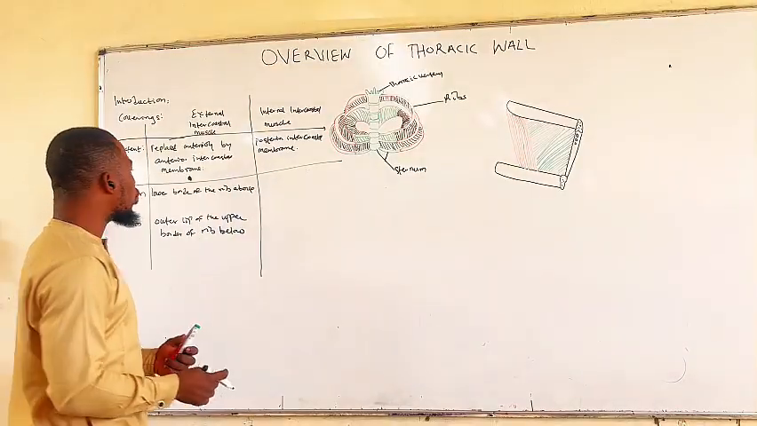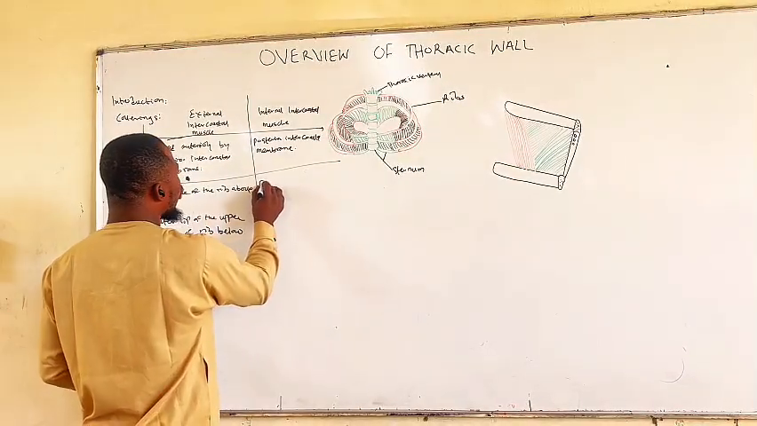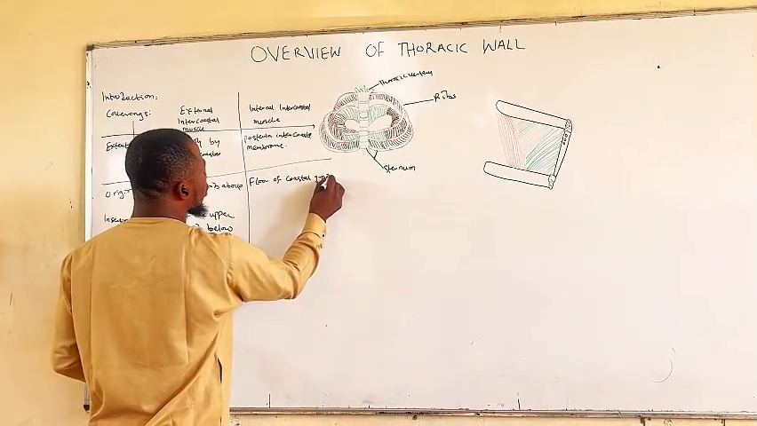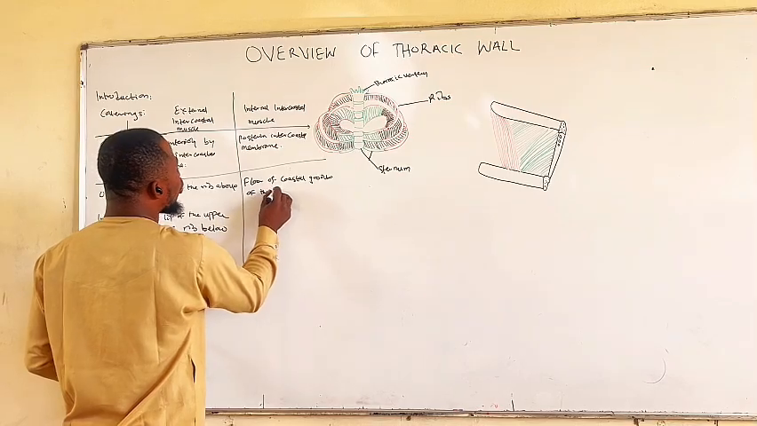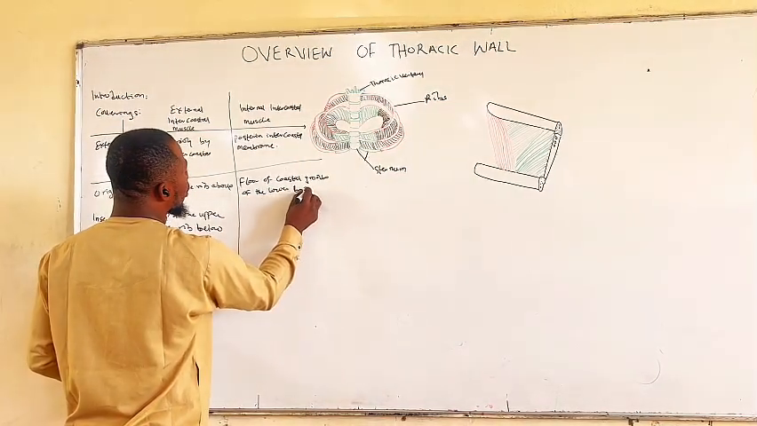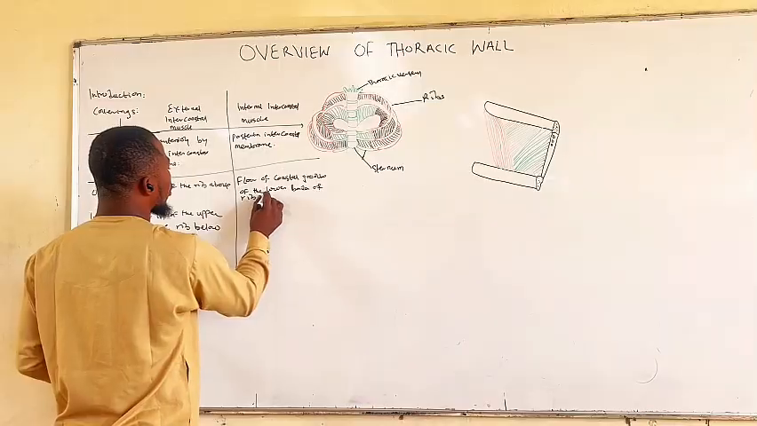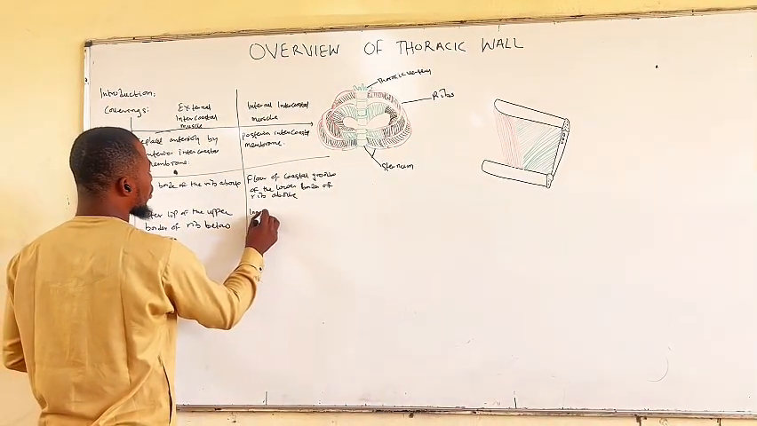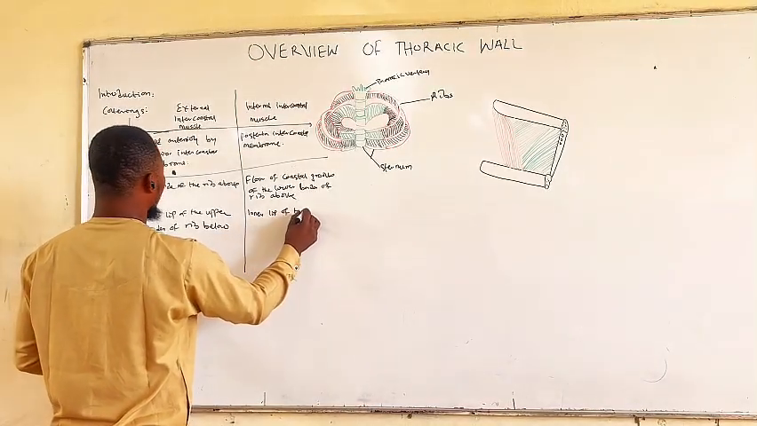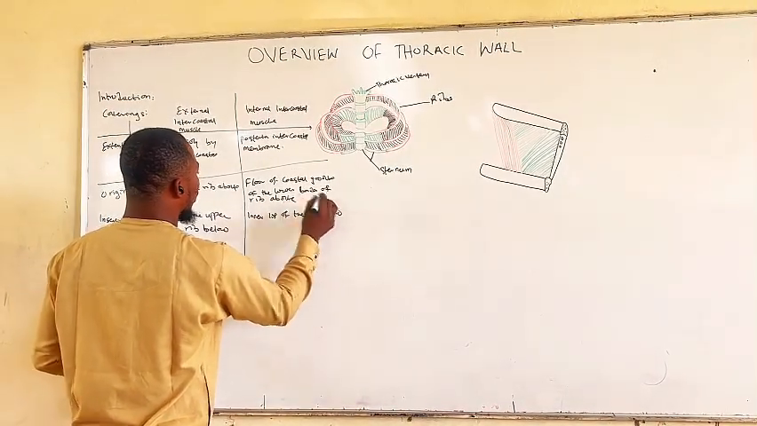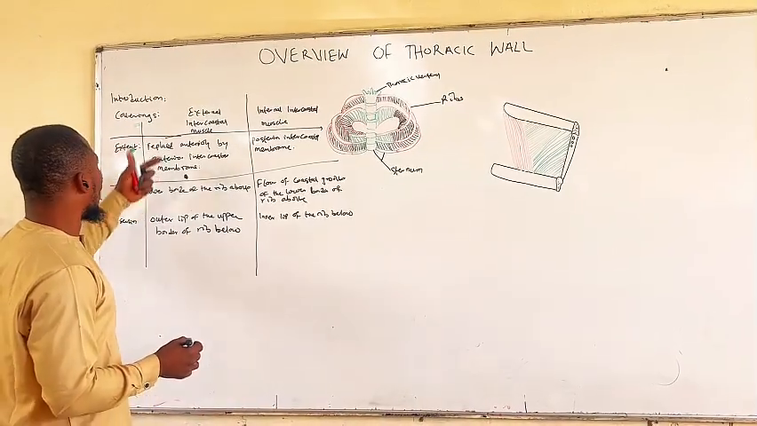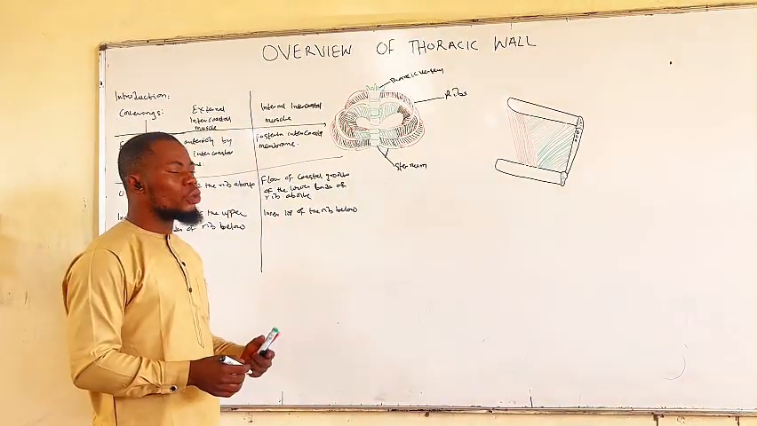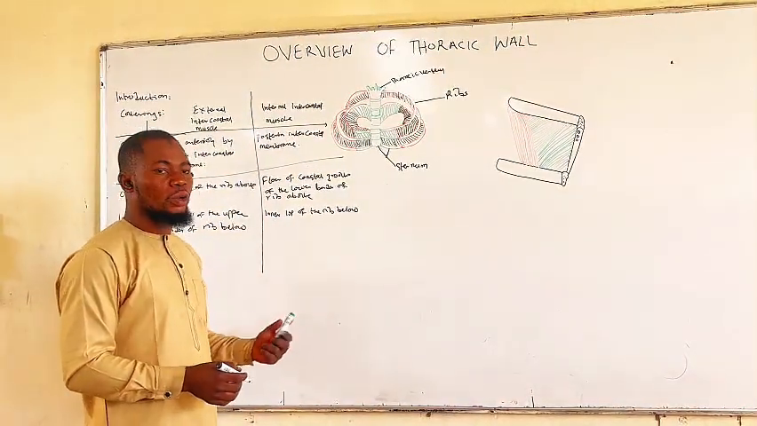Whereas the internal intercostal muscle originates from the floor of the costal groove of the lower border of the rib above, and then inserts into the inner lip of the rib below. This is one of their differences. The external intercostal muscle inserts into the outer lip of the rib below, whereas the internal intercostal muscle inserts into the inner lip of the rib below.